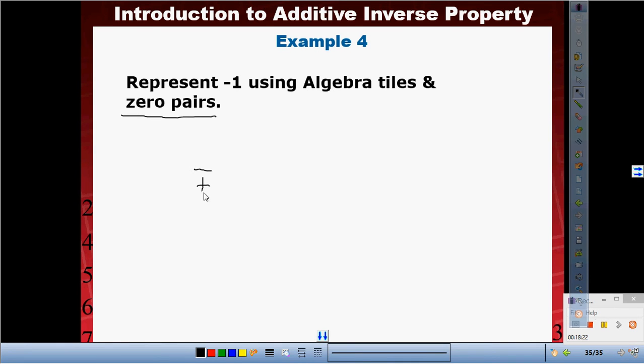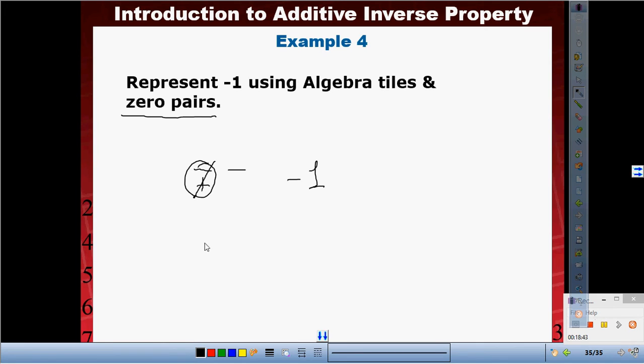But this represents what? 0. But what are they asking me to represent? So that means I just need to add a negative. Does this represent negative 1? Yes, because I can circle my 0 pair, and this is negative 1.